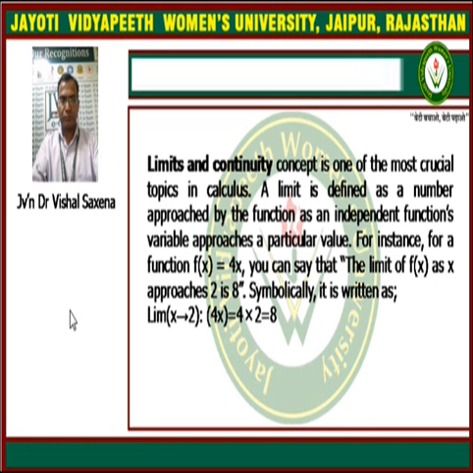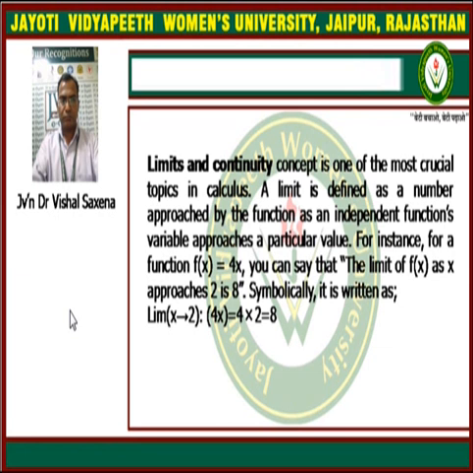Left hand limit means when x tends to 2 negative, just in the very close neighborhood on the left side, so x tends to 2 negative of f(x), and the right hand limit is x tends to 2 positive of f(x). So when these two limits are equal, then we say the function's limit exists at this point.